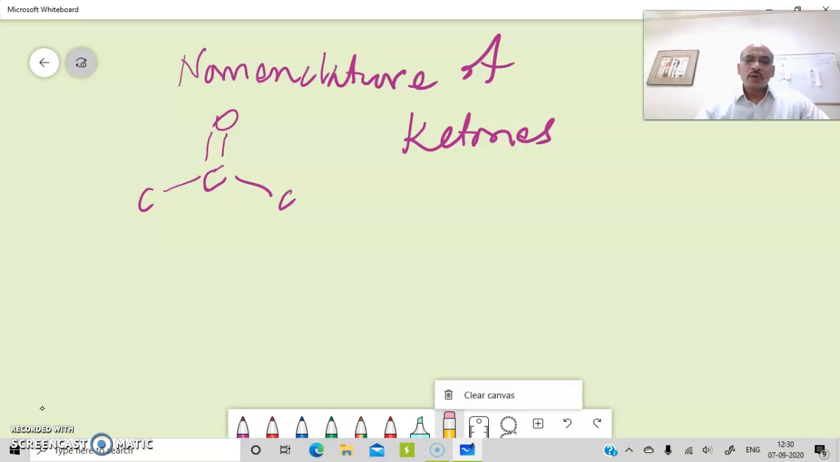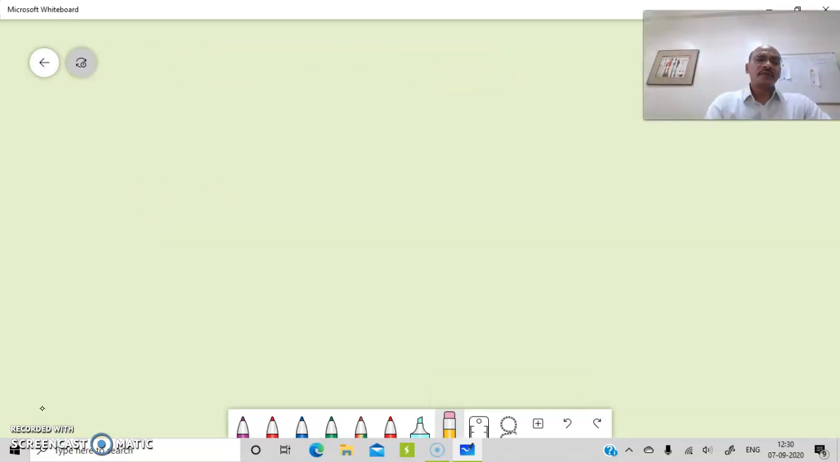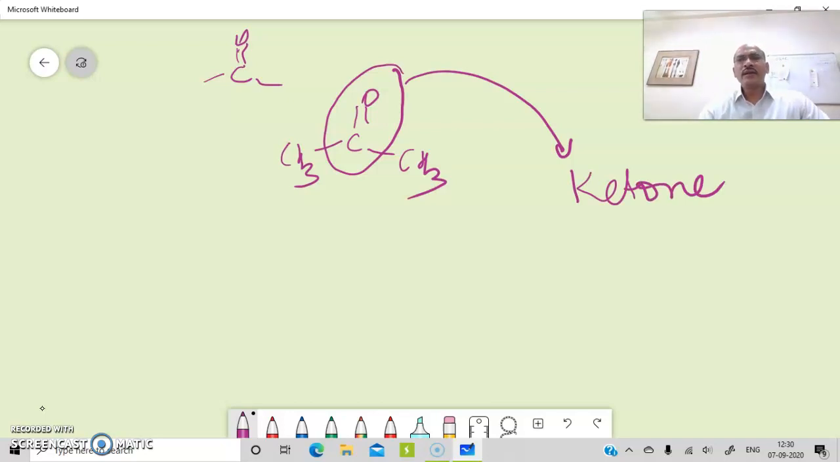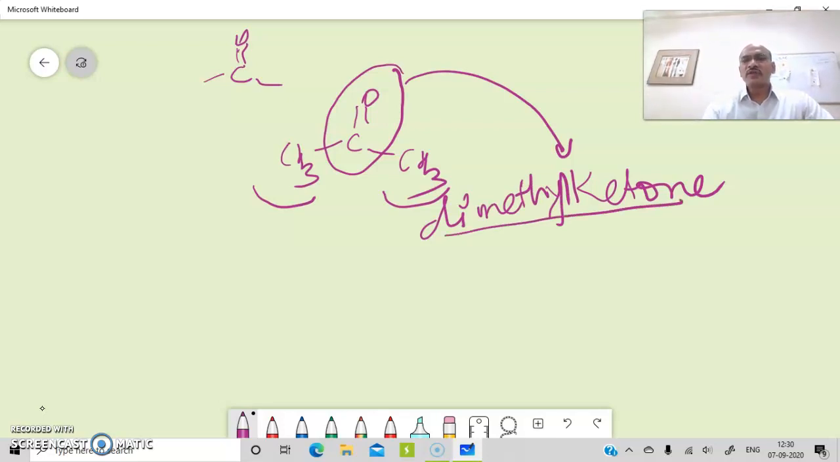I'm moving to next. Here ketone contains C double bond O. Suppose for that C double bond O, from one side there is a methyl group and from another side there is a methyl group. Now for C double bond O as a class name we can write ketone. Other than that, what is there in the molecule? There are two methyl groups. So you can write those as dimethyl ketone. Okay, so it will be its common name. It is also called acetone.